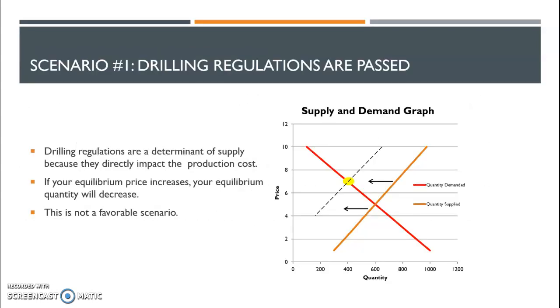Scenario 1. Drilling regulations are passed. Drilling regulations are a determinant of supply because they directly impact the production cost. If your equilibrium price increases, your equilibrium quantity will decrease. This is not a favorable scenario.